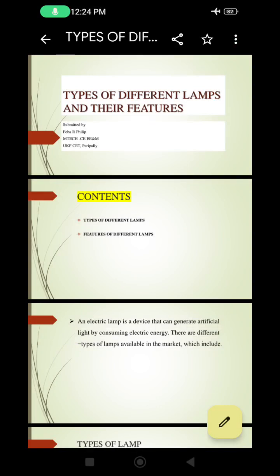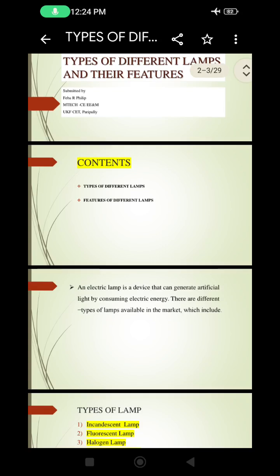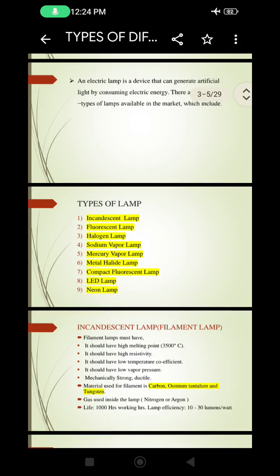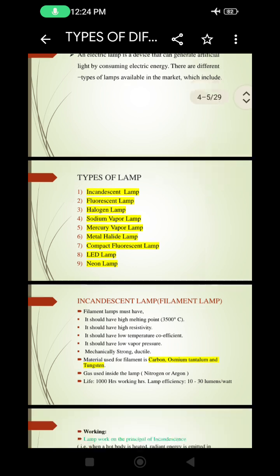My seminar topic is the types of different lamps and their features. And the contents are the types and features of different lamps. An electric lamp is a device that can generate artificial light by consuming electrical energy. There are different types of lamps available in the market, which include incandescent lamp, fluorescent lamp, halogen lamp, sodium vapor lamp, mercury vapor lamp, metal halide lamps, compact fluorescent lamp, LED lamp, and neon lamp.